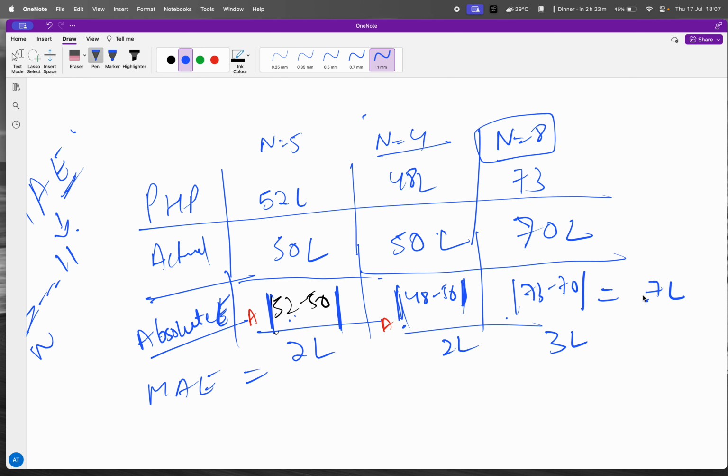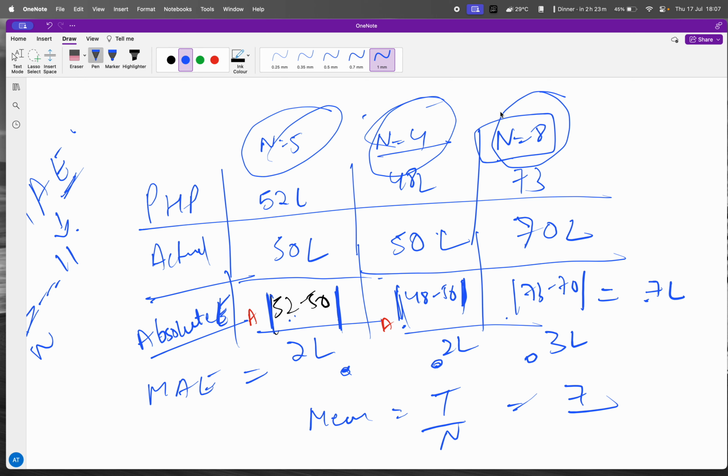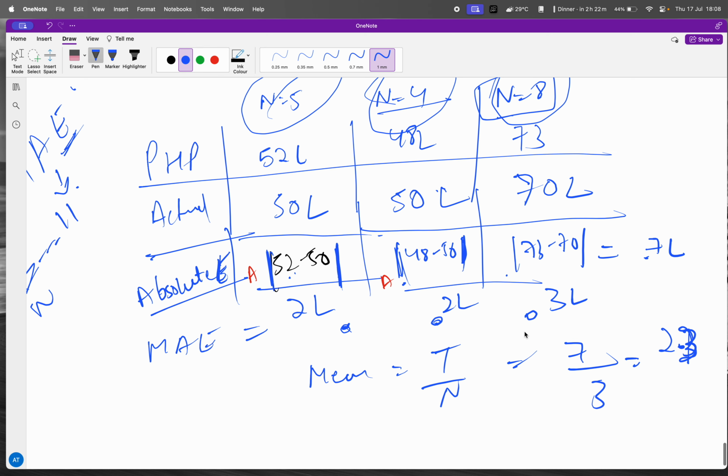So we got the summation. Now, mean is nothing but the total summation upon the number of entries. The total summation is 7 lakh. How many have we predicted? 1, 2 and 3. For 3 properties we predicted, right? Divided by 3, what will you get? You will get 2 point something, 2.3 something. Are you guys getting my point? How to find MAE? This is how you find MAE.